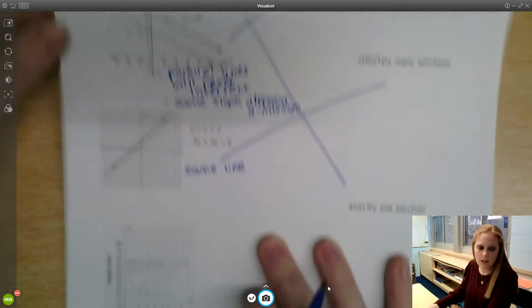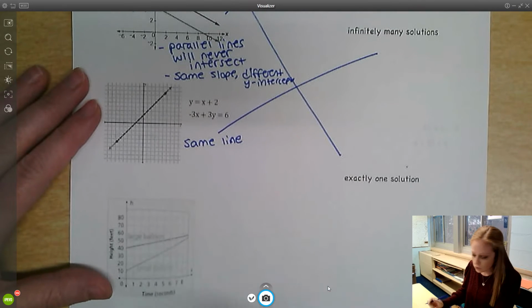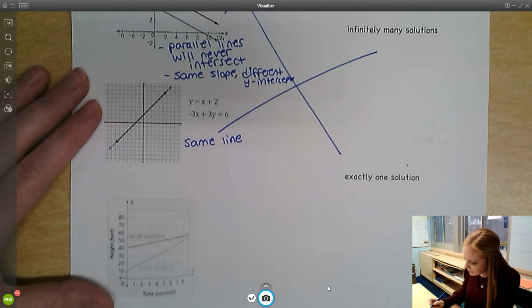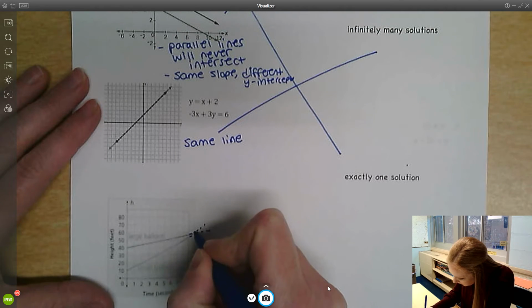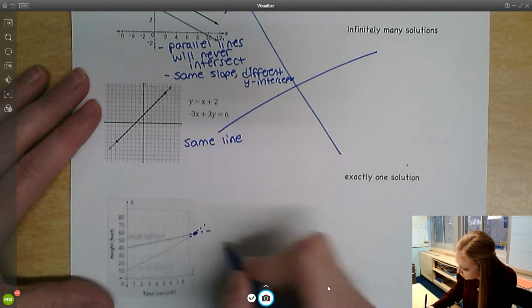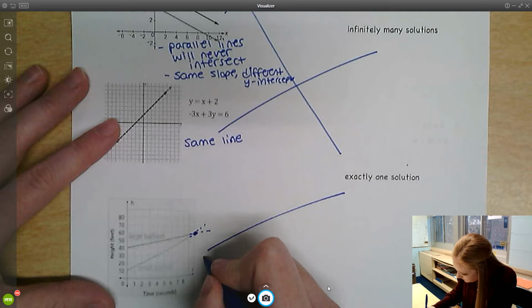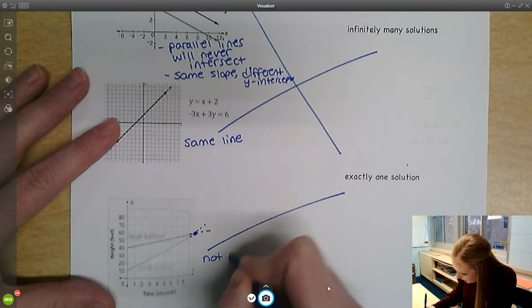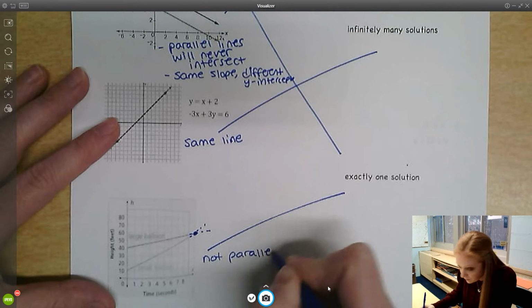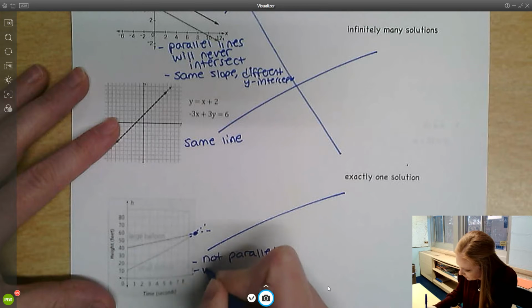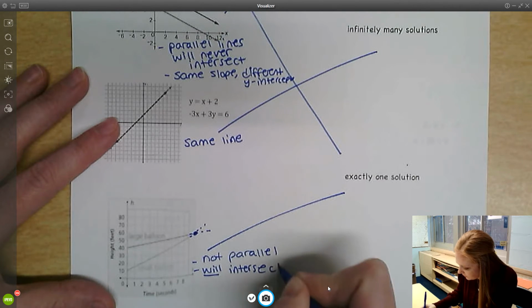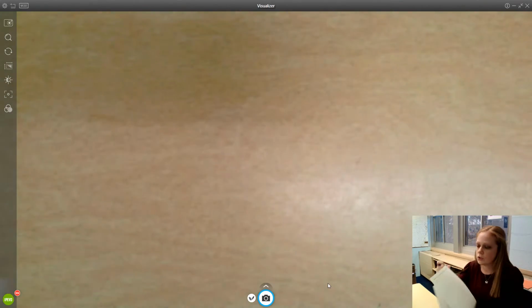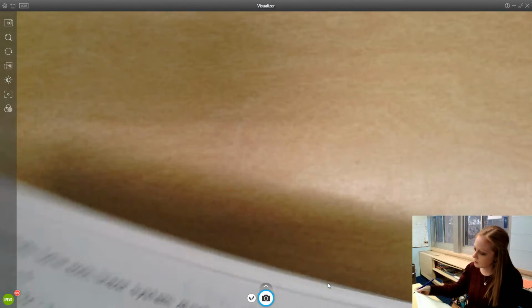Okay, just some notes. And our last one, these two lines, even though you don't see them intersecting, if you continue them, they will definitely intersect, so that's going to be one solution. They are not parallel. They will intersect. All right, so that was our warm-up. Now, the rest of this review lesson is all about the substitution method.